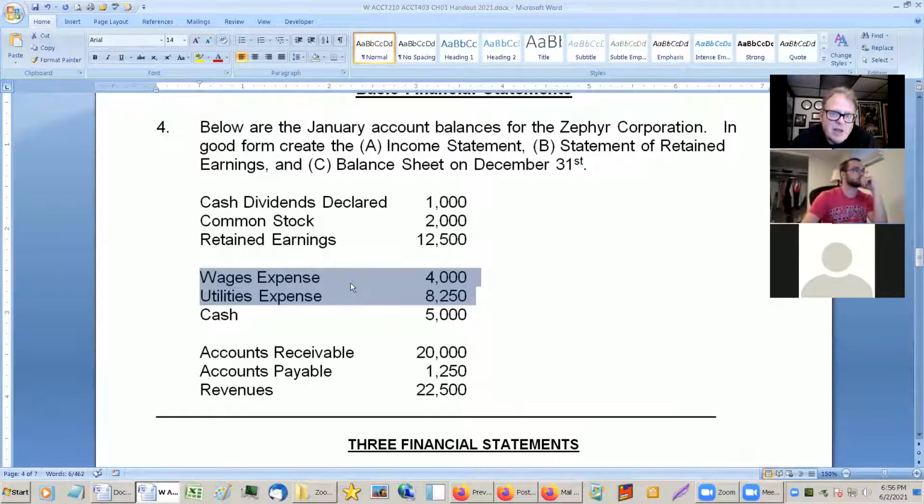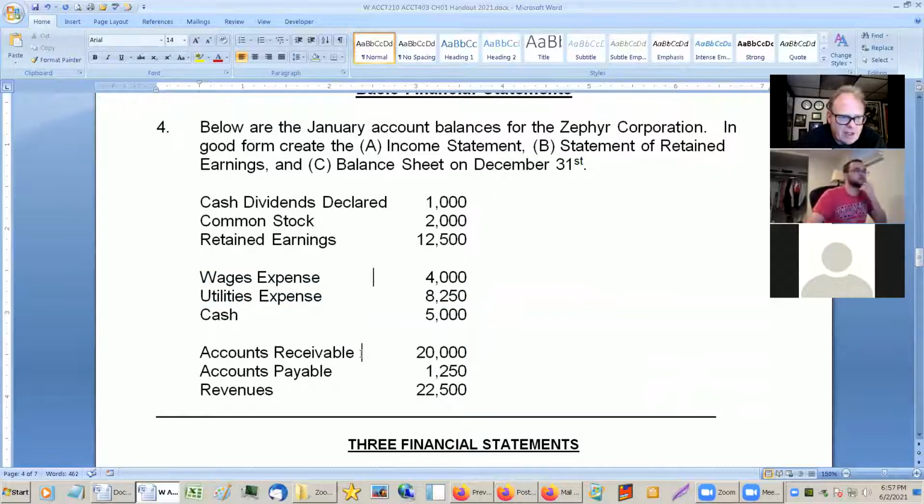Because the wages expense will probably also have a wages payable. We're not going to talk about that until probably next week. But the expenses and liabilities a lot of times do go hand in hand, because you'll have the expense that you're going to pay these people, and the liability that you haven't paid them yet. So these would be on the income statement.